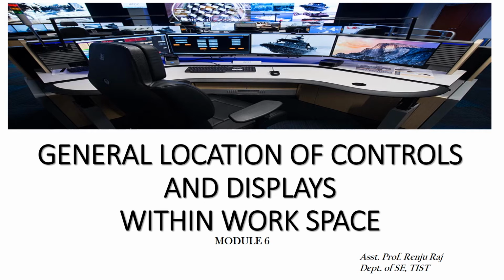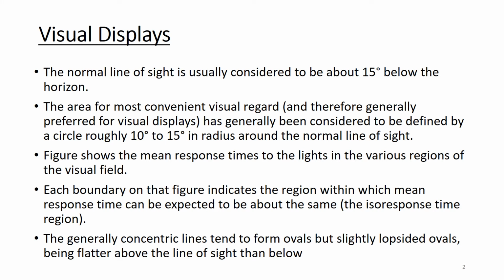So this is the first session on module 6, and in this topic we will discuss the general location of controls and displays within a workspace. First we will look into visual displays. The normal line of sight for an individual is usually considered about 15 degrees below the horizon or below the normal reference line.